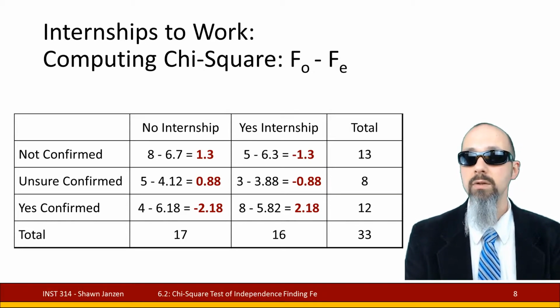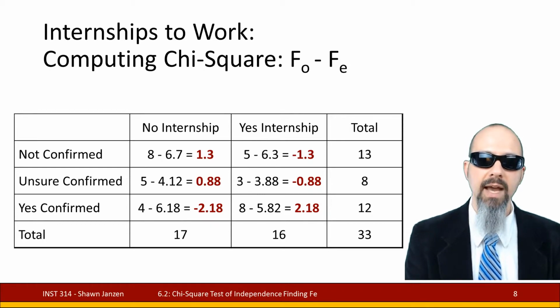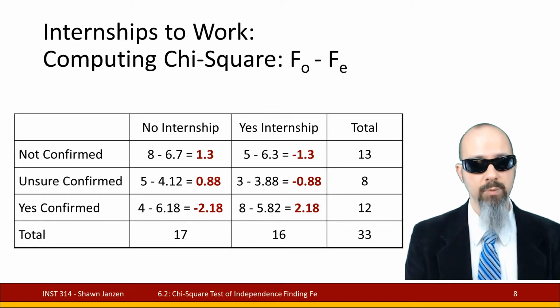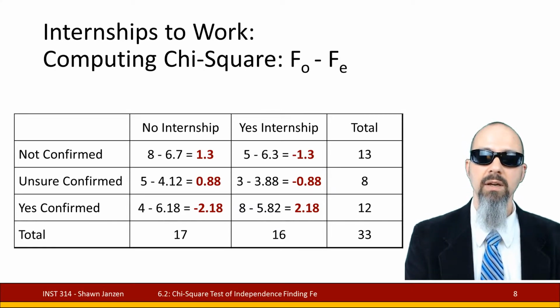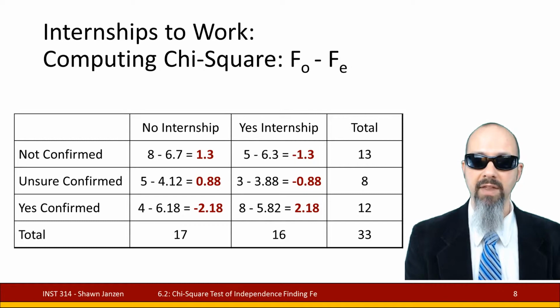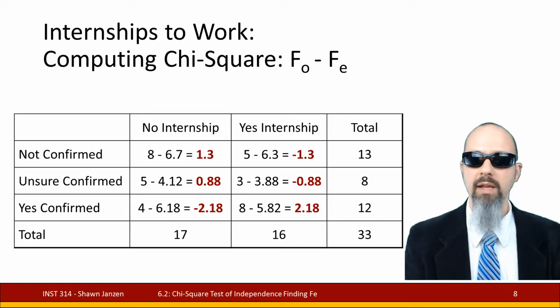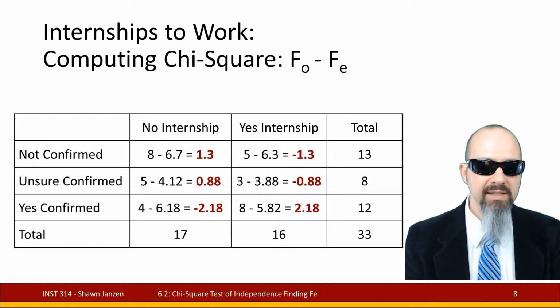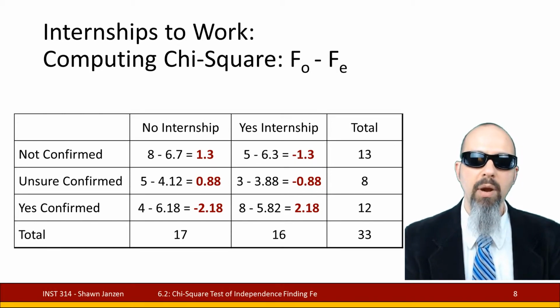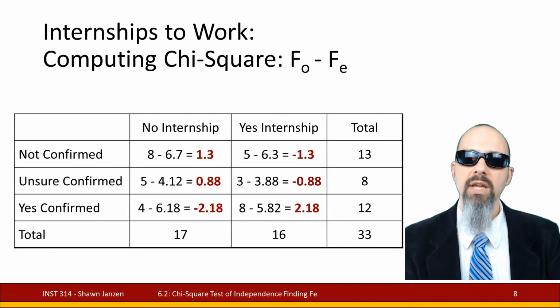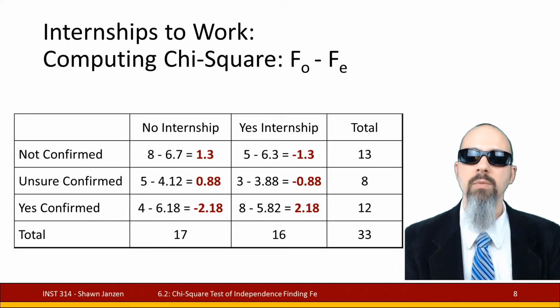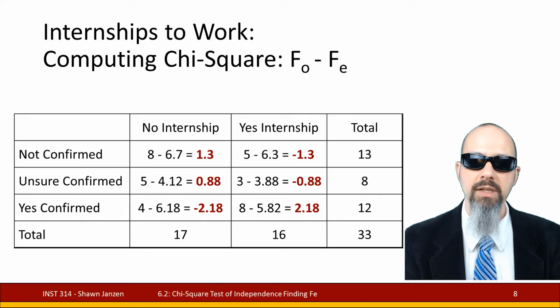Moving to the right, the students who did have the internship and had not confirmed, we had 5 that we observed minus the 6.3 expected, gives us a value of negative 1.3 for that difference. And moving on through the rest of the table, we get the differences of 0.88, negative 0.88, negative 2.18, and positive 2.18. If these seem a little symmetrical, that's in part because of the two-column nature of our question. With larger tables and more answers, you usually don't find as much symmetry in some of it.